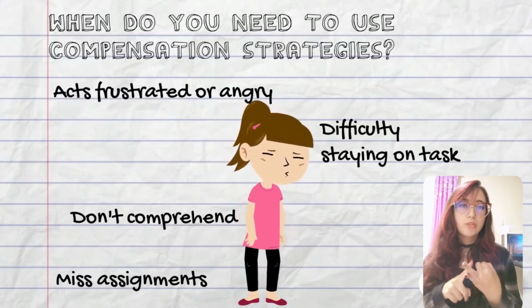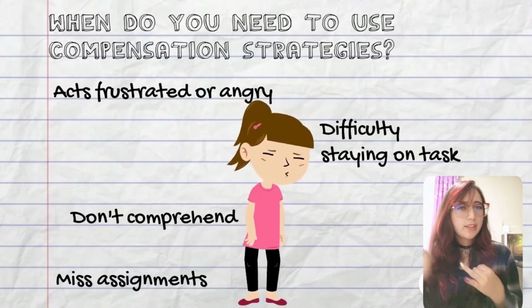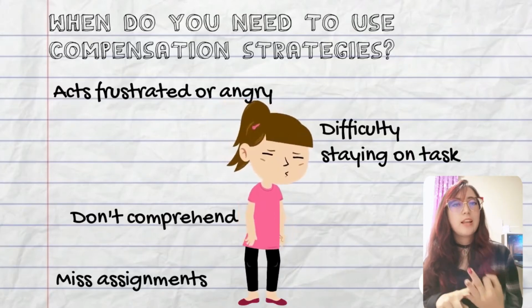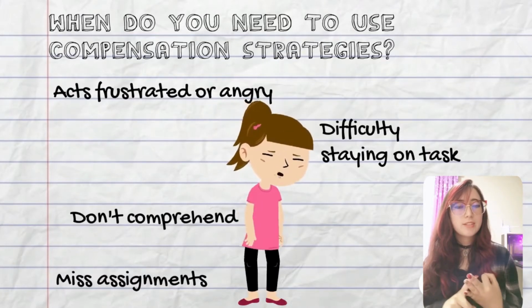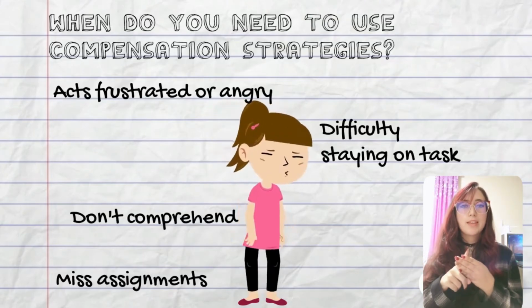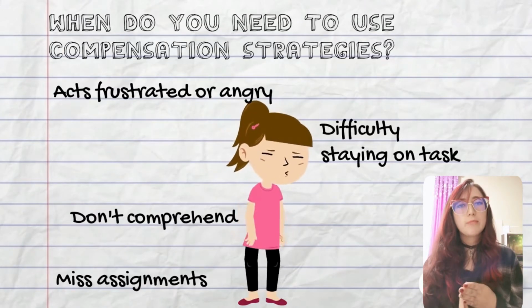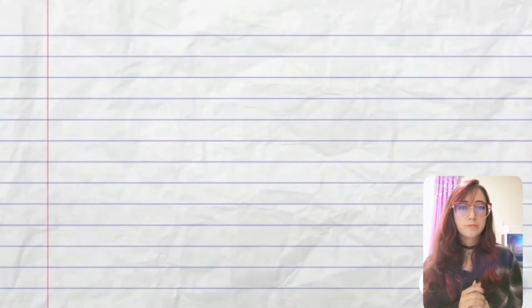Second, they make excuses like "I'm too hungry to think" or "I will do it later." Third, they lack motivation and have difficulty staying on task. Fourth, they don't comprehend and they miss assignments because they feel lost, overwhelmed, and emotional.